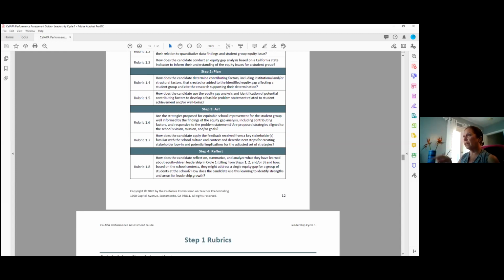And you can think about that graphic on the front page, right? Investigate, plan, act, reflect. It comes around full circle for the candidate. So again, we're going to come back to you, Keith, for any additional insights you might want to offer about how our candidates are reflecting on their practice.